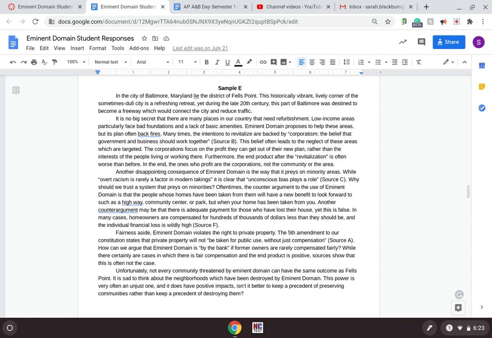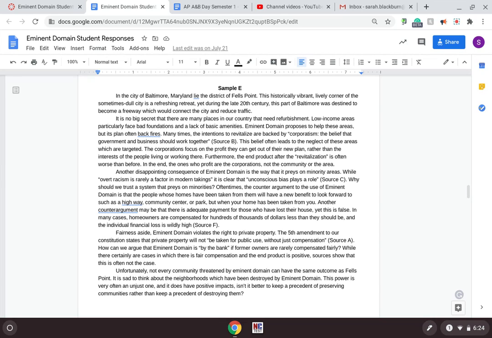So the counter argument, use of eminent domain, is the people whose homes have been taken from them will have a new benefit to look forward to, such as a highway, community center, or park. But when your home has been taken from you, that's not great. So anyways, point being that even though this essay is not perfect, it has everything it needs. It gets the job done. They clearly understood the issue well enough to talk about it.